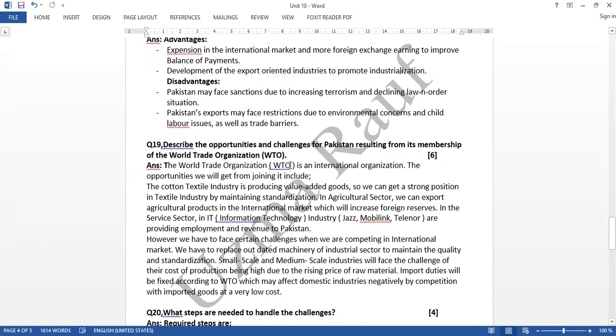The World Trade Organization, WTO, is an international organization. The opportunities we will get from joining it include the cotton textile industry is producing value-added goods, so we can get a strong position in the textile industry by maintaining standardization. In the agricultural sector, we can export agricultural products in the international market, which will increase foreign reserves. In the service sector, in IT, it means that the information technology industry like Jazz, Mobilink, Telenor are providing employment and revenue to Pakistan.